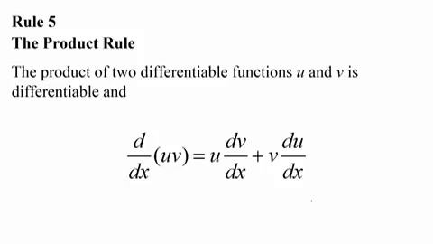The product rule. The product of two differentiable functions u and v is differentiable, and the derivative of u times v with respect to x is u times the derivative of v with respect to x plus v times the derivative of u with respect to x. Let's try this out.